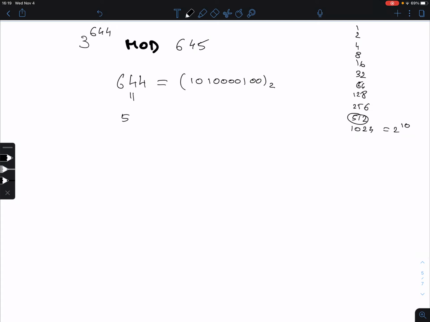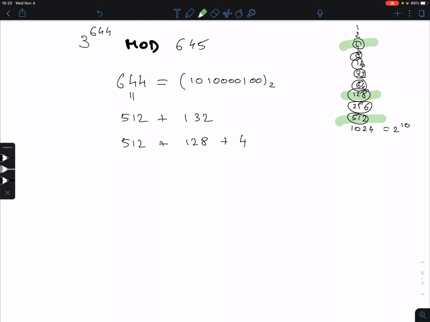So we can write this as 512, and what is remaining? 132. What's the next one? How many times can we put 256 in there? No. Can I put 128? Yes. So I can write this as 512 plus 128, and then 4 is left. And that is already a power of 2. So you see the powers that occur are 512, 128, and 4.